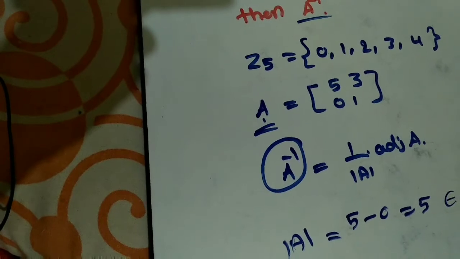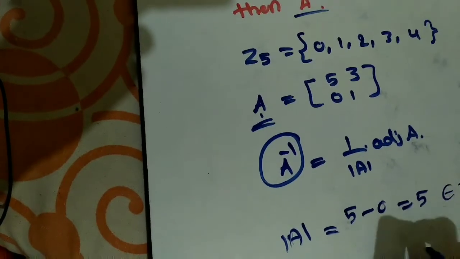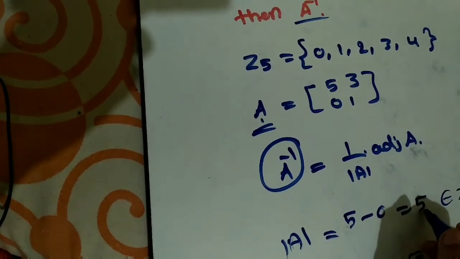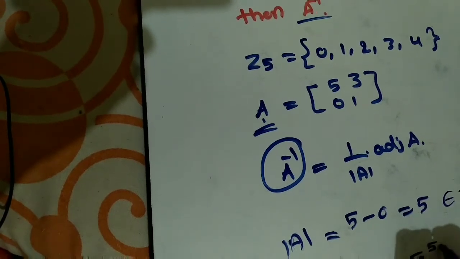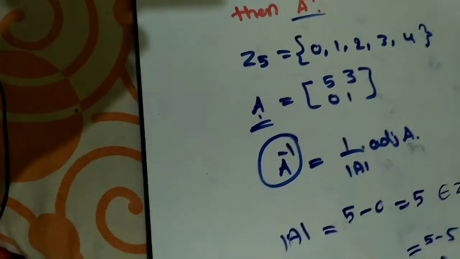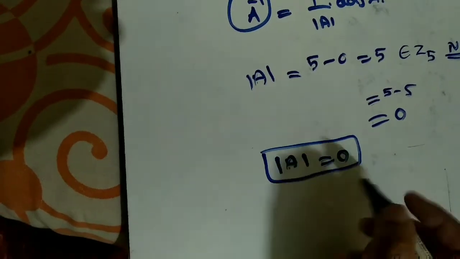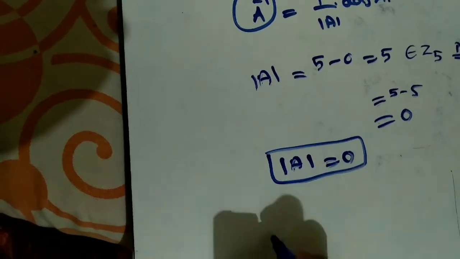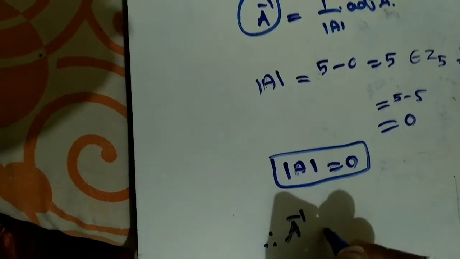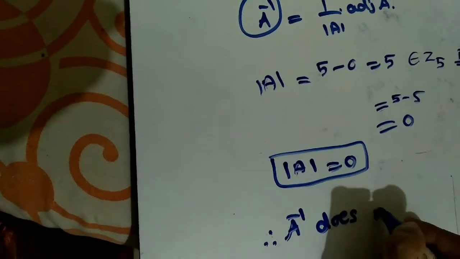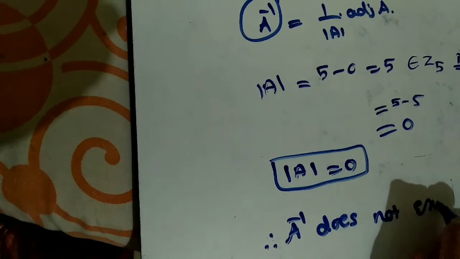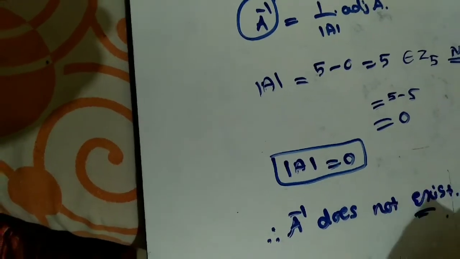So what we have to do is convert this. How? We just subtract 5. 5 minus 5 gives me 0. It means the determinant of A is 0. Therefore, if you get the determinant of A as 0, then A inverse does not exist. Got it?